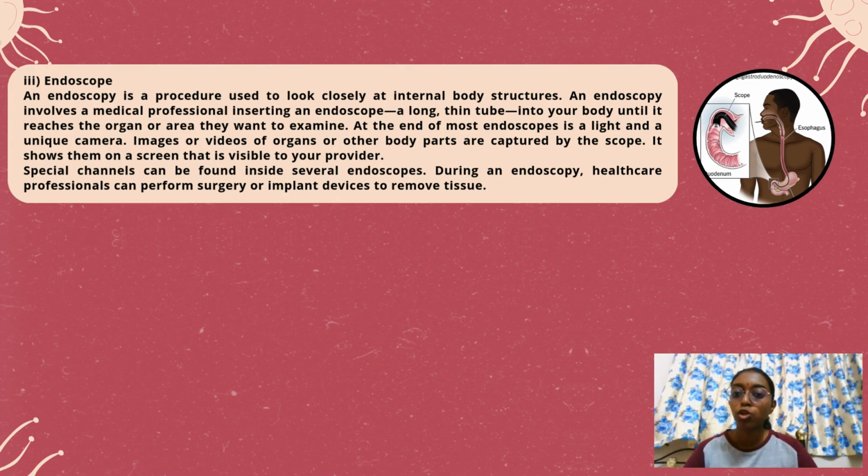Endoscope. An endoscopy is a procedure used to look closely at internal body structures. An endoscopy involves a medical professional inserting an endoscope, a long thin tube, into your body until it reaches the organ or area they want to examine. At the end of the endoscope is a light and a unique camera. Images or videos of organs or other body parts are captured by the scope. It shows them on a screen that is visible to your provider. Special channels can be found inside several endoscopes. During endoscopy, healthcare professionals can perform surgery or implant devices to remove tissue.